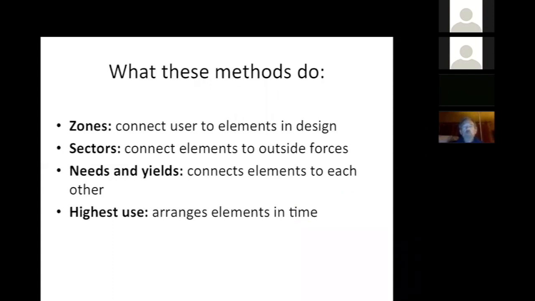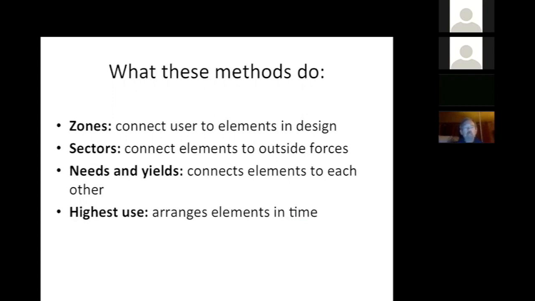So as a review of these 4 design methods, what zones do is connect the user to the elements in the design, the plants, the animals, the other parts of the design. Sector analysis helps us connect the elements to the outside forces. So we'll put in a windbreak, a shade tree, a noise barrier. Those are all elements in our design, and we arrange them in the right relationship with these outside forces.